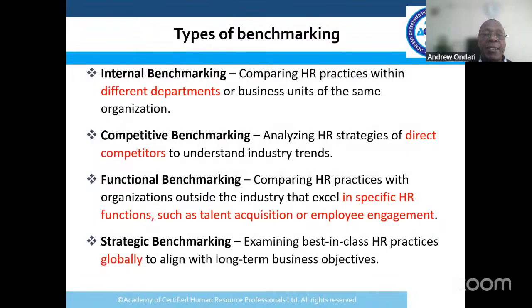These are some of the key types of benchmarking.